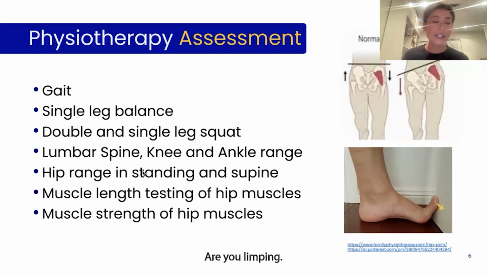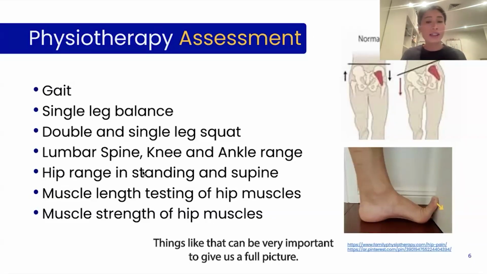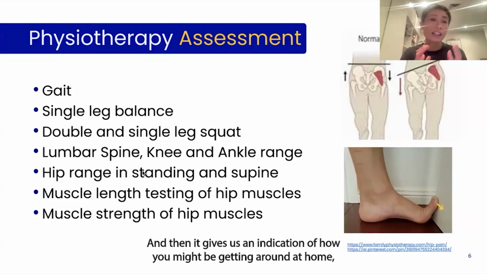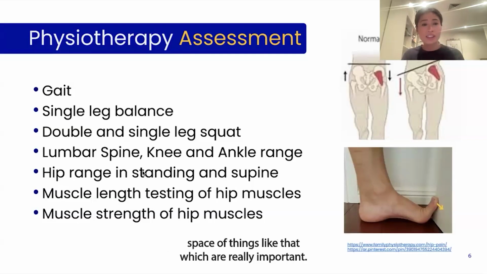Are you limping? Do you have a short stride length? Are you well balanced? Do you swing your arms? Things like that can be very important to give us a full picture. And then it gives us an indication of how you might be getting around at home, maybe if you're managing at the shops by yourself, things like that, which are really important.